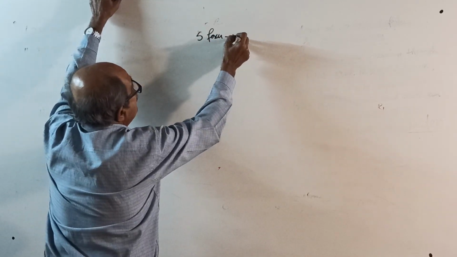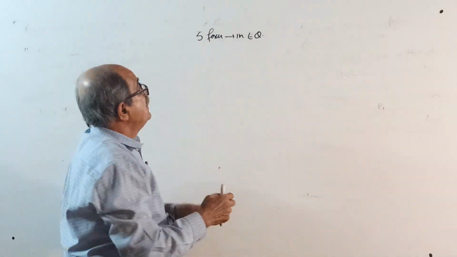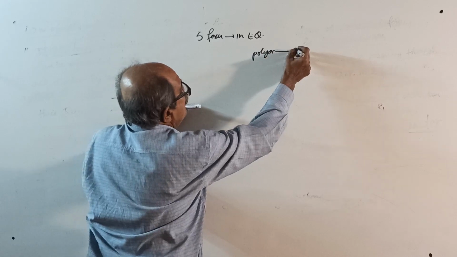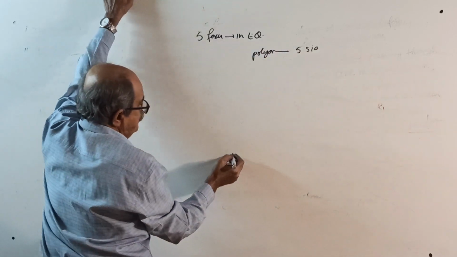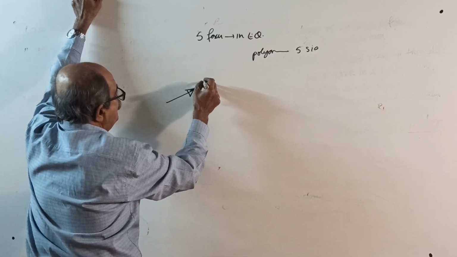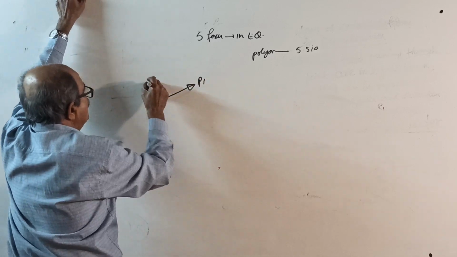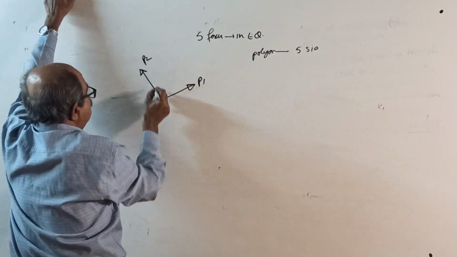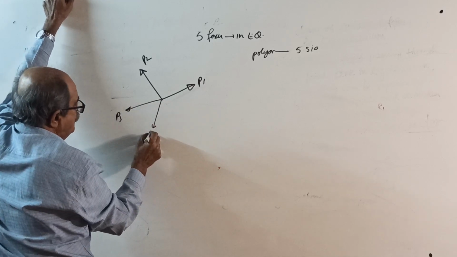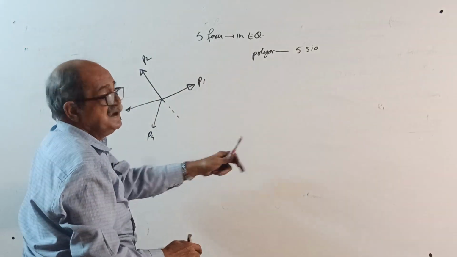But this time it is in equilibrium. Therefore, this time there is no resultant. So your polygon should have only 5 sides. Start. I will mark the forces P1, P2, P3, P4, and I will write P5 last. I should match it.